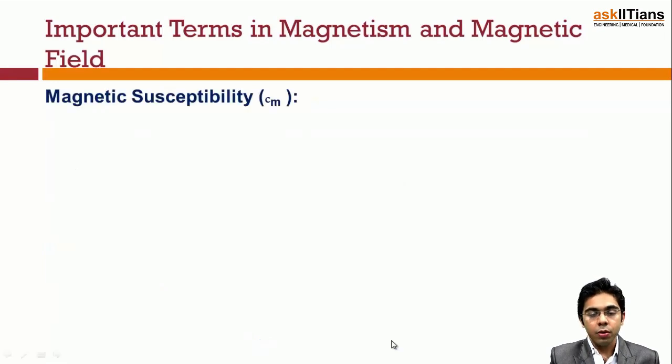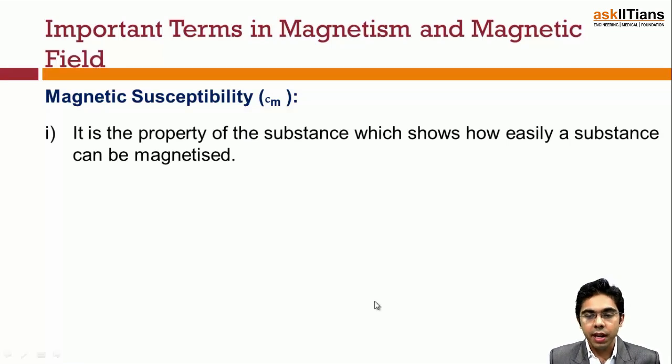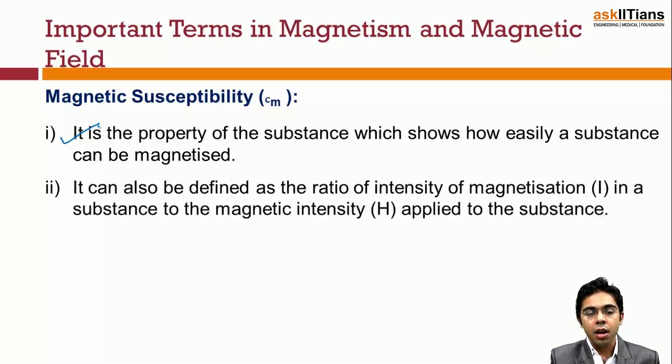Okay, so now let's define the magnetic susceptibility. It is the property of the substance which shows how easily a substance can be magnetized. So this first definition you have to remember, that is how easily it can be magnetized. If susceptibility is more, its probability of being magnetized is more. That means it can easily be magnetized. It can also be defined as the ratio of intensity of magnetization in the substance to the magnetic intensity H applied to the substance.